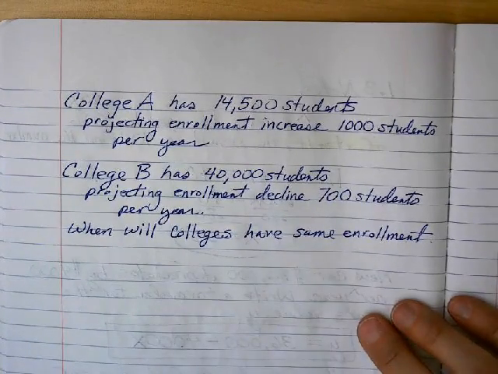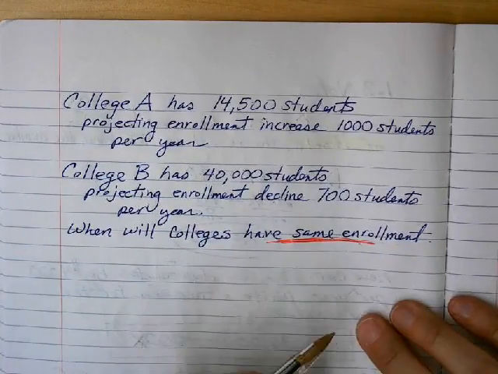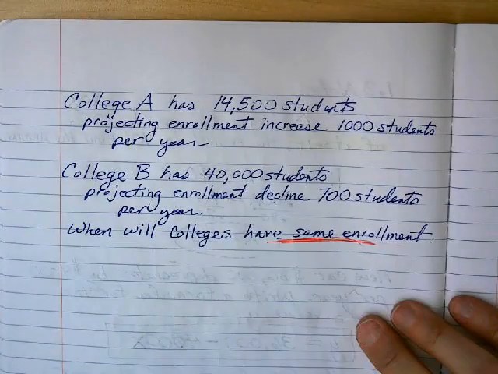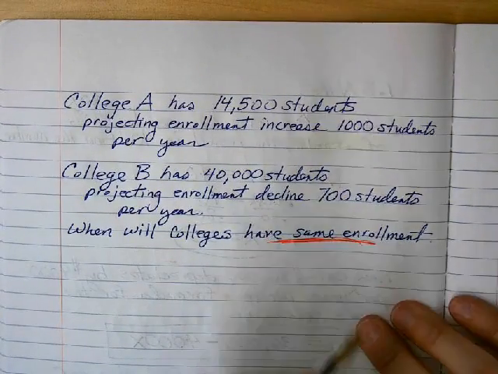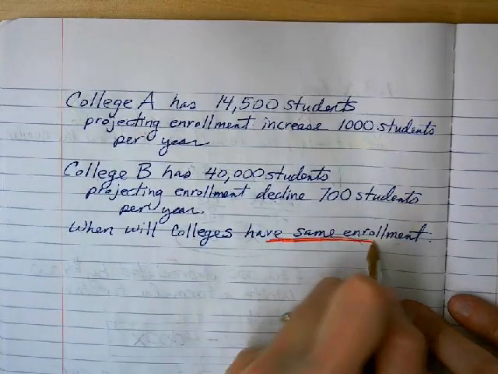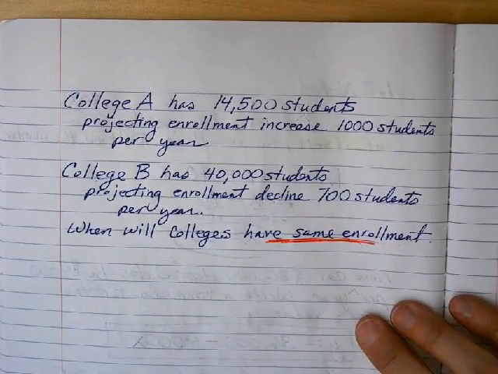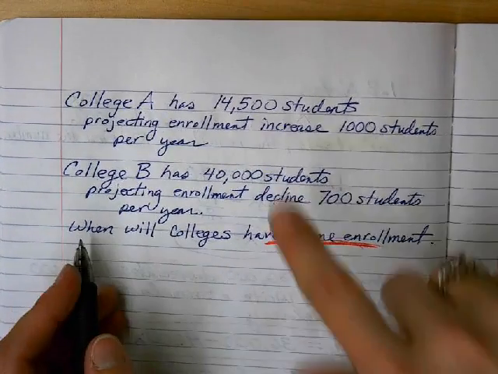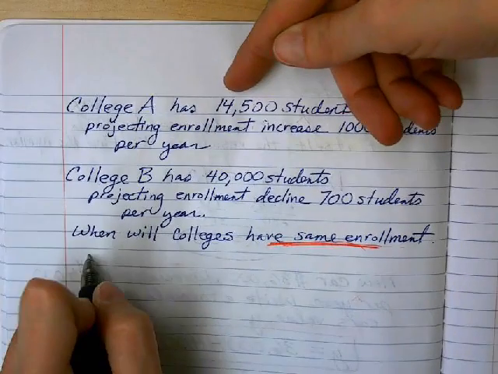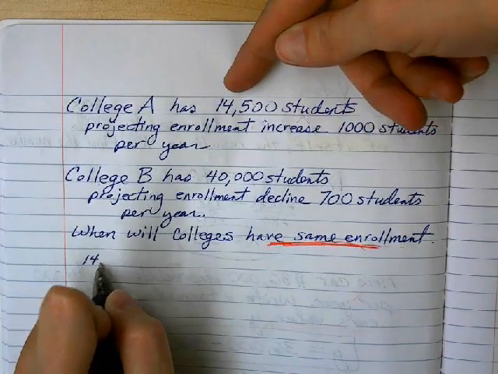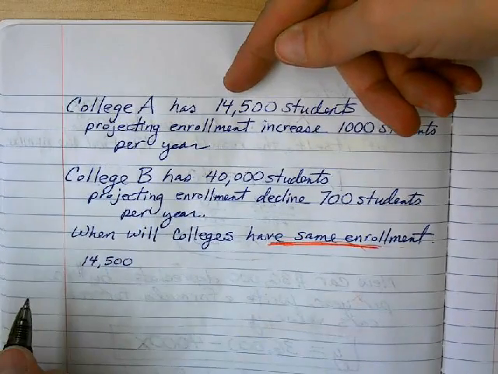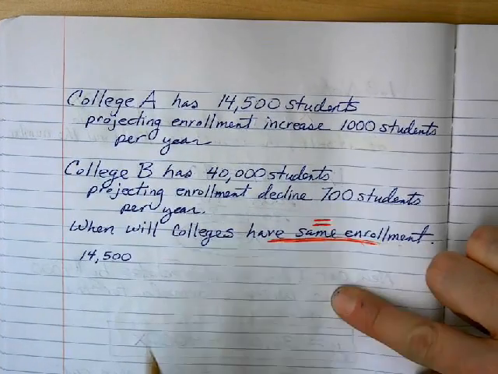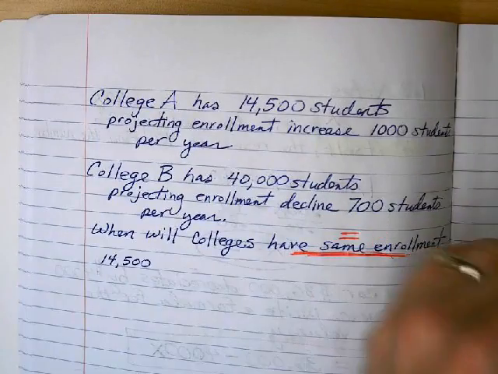So, what do we have to do? What do you guys think? What does same mean to you? Same amounts, yep, same amount of students attending. So, we need to write an equation for this. What do you think the equation is going to be? Yeah, if they have the same enrollment, you want to equal these things. We want to figure out college A and equal it to college B. When is it going to be the same? Good job. So you got the right idea.